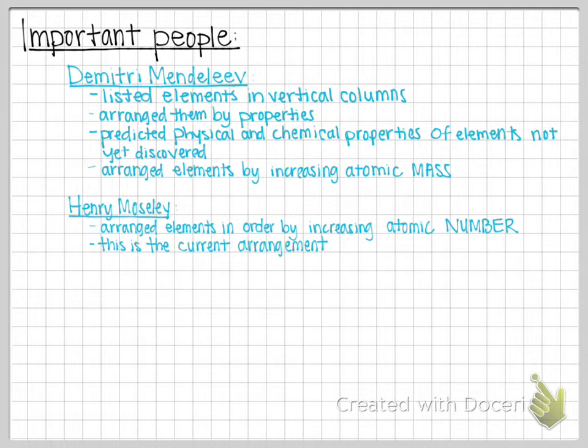The next person was Henry Moseley. He arranged elements in order by increasing atomic number, and that is the current arrangement that we have right now. So all of the elements are in order by increasing atomic number.